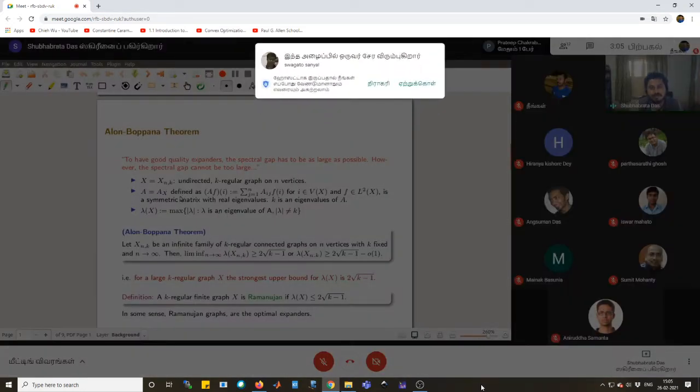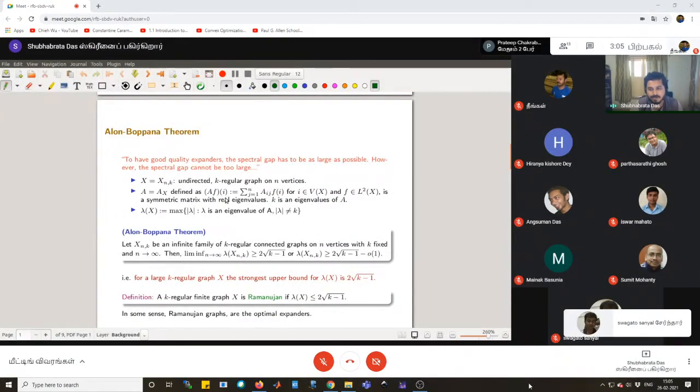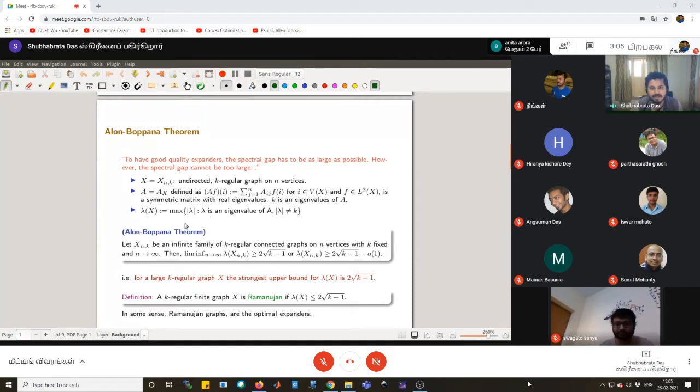So here we consider a graph which is k-regular with n vertices. This is essentially the adjacency matrix, and here we look at the eigenvalues, and we look at the maximum of the modulus of its eigenvalues, excluding the highest eigenvalue, which corresponds to the constant function as the eigenvector. So essentially this gives us a measure of the gap. So k minus this would be the gap.